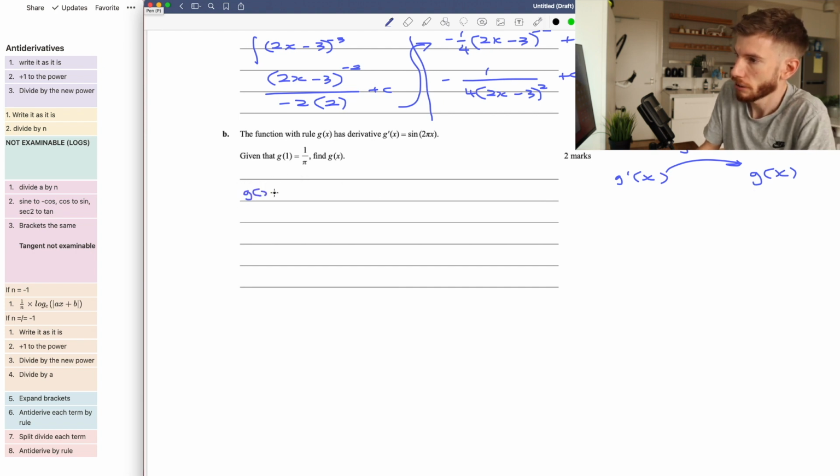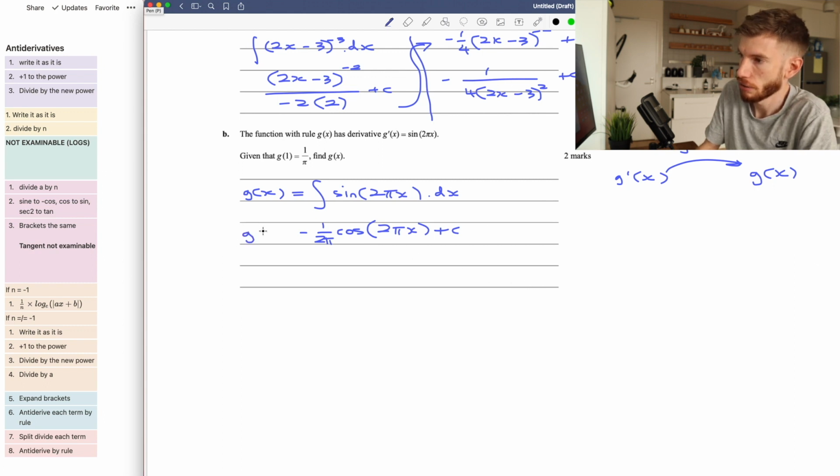So g of x is going to equal the antiderivative of sine of 2 pi x. Now this one is a circular function with respect to x. I should have put dx on that one as well, actually. So this one here, sine becomes cosine, but it flips into a negative, right? And then we also divide by the coefficient of x, which is 2 pi. So 1 out the front divided by 2 pi. Sine becomes a negative cosine, and then the brackets stay the same. But remember, we have that plus c.